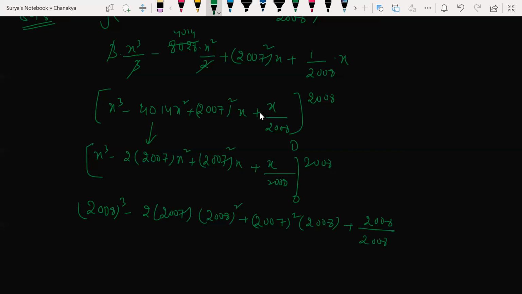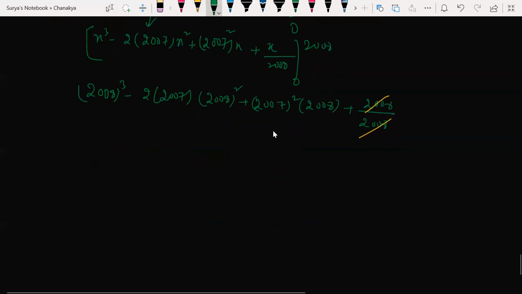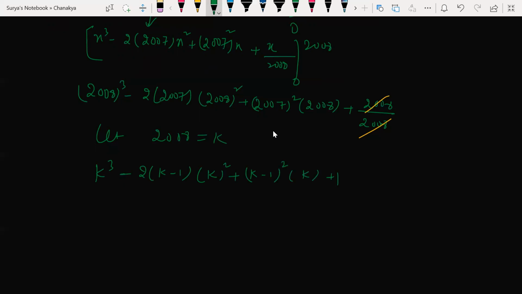If you substitute 0, everywhere 0. So minus 0, it doesn't make a sense. Don't write that. This will get cancelled now. So what are you left with now? Instead of writing 2008 again and again, everywhere we have 2008, so let us write it as k. Guys, I'm modifying that for making the writing easier. 2007 can be written as k minus 1. So k cube minus 2 times k minus 1 into k square plus k minus 1 whole square into k plus 1. Okay, substitute, simplify this now.